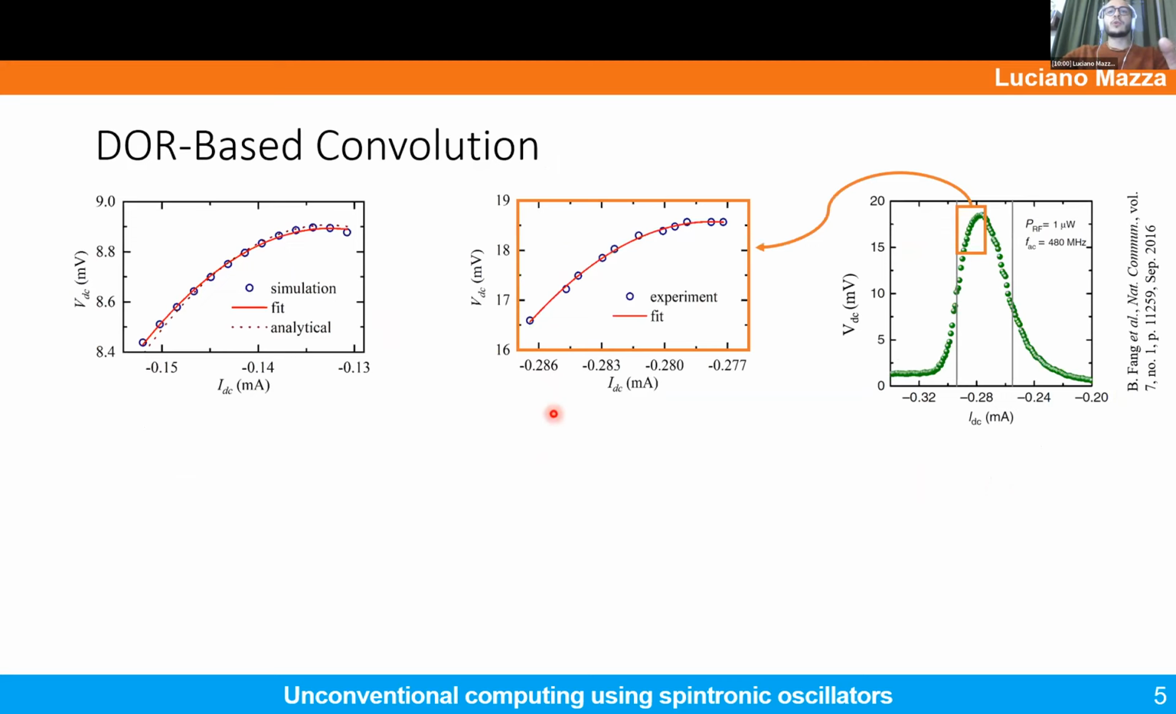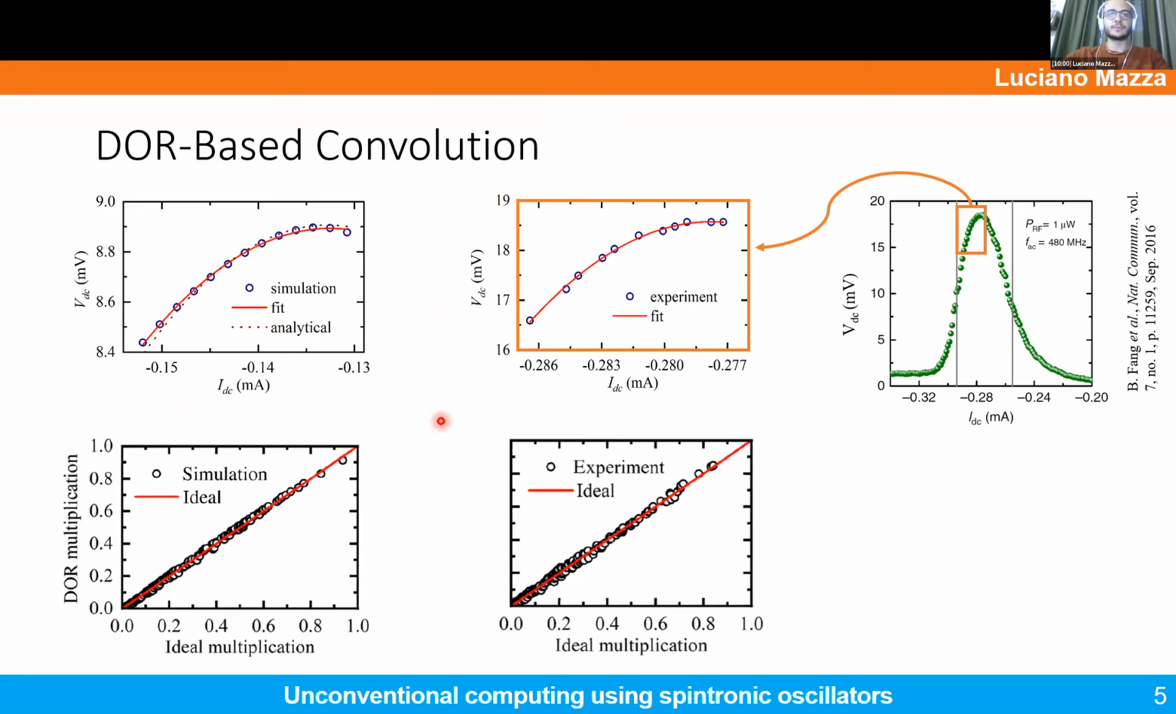We want to corroborate this experimental data that was obtained by Fang in 2016, and we corroborated it with micromagnetic analysis. Also here we observe that the parabolic peak is very close to the data that we collected. So we took the parabolic data also from the experimental device, and we applied both of these to implement the analog multiplication.